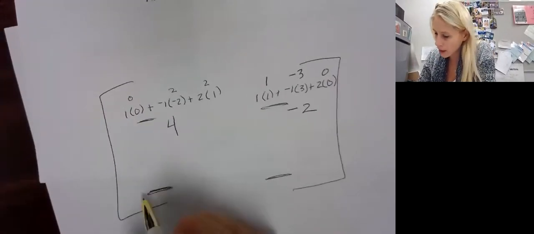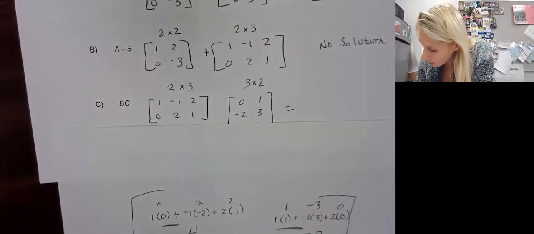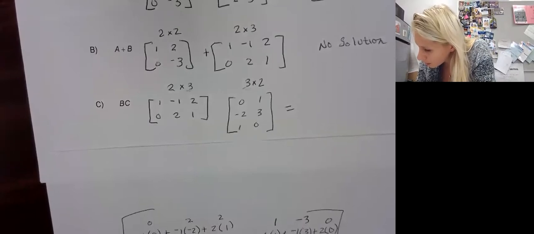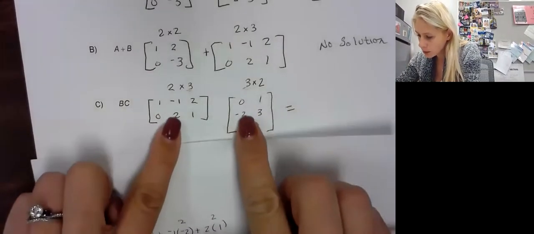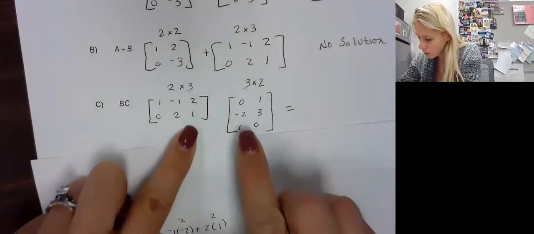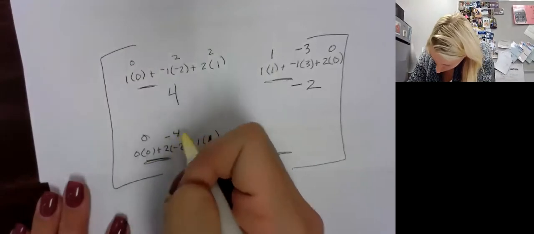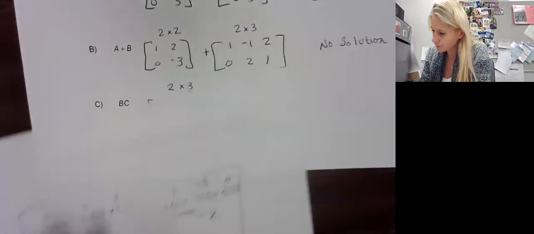We have down here, row 2, column 1. So 0 times 0 plus 2 times negative 2 plus 1 times 1, sorry. No, I'll show you that in a minute. 0 and 0, 2 and negative 2, 1 and 1. So 0, negative 4, and 1, which would be negative 3.